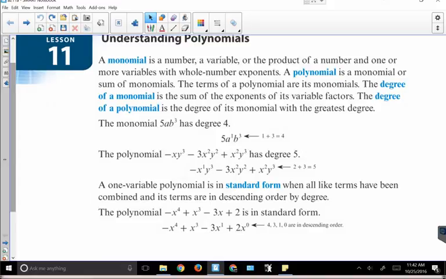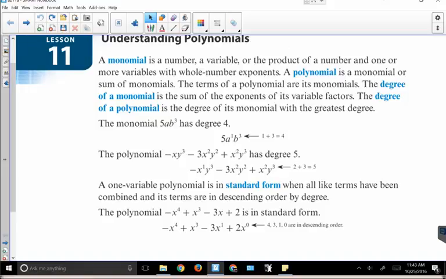Latin prefixes. Mono, one. A monomial is a number, a variable, or a product of a number and a variable, or one or more variables with whole number exponents. Whenever you have a collection of numbers and variables to powers, it is simply going to look something like what we've got right here. Okay? No addition or subtraction.